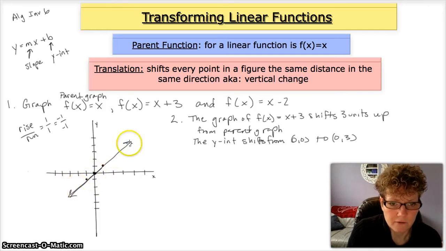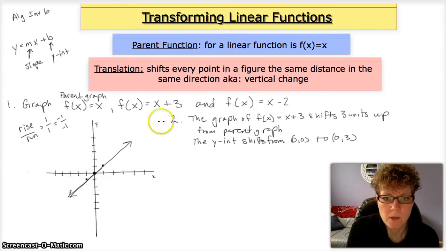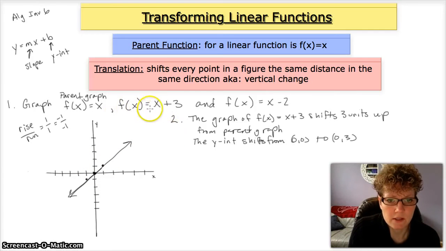So the parent graph has a positive slope, starts at the origin, goes up 1 over 1, up 1 over 1, and continues. Now we're going to graph f of x equals x plus 3. I always start with the y-intercept. Here the y-intercept is 3, so it'd go 1, 2, 3. Then the slope is the same as the parent graph, 1 over 1. So I'm going to go down 1, back 1, and up 1 over 1.